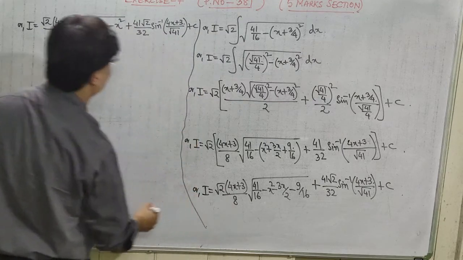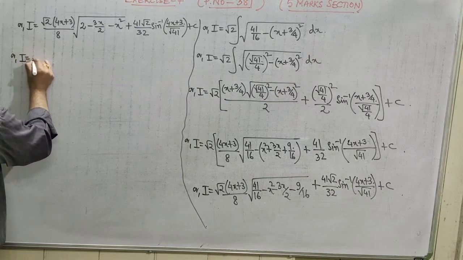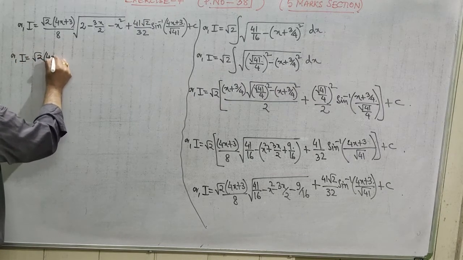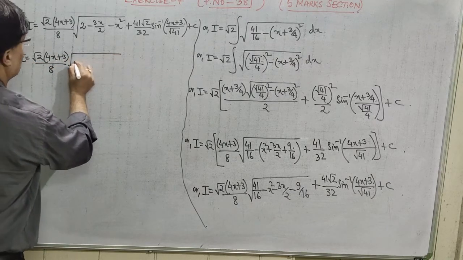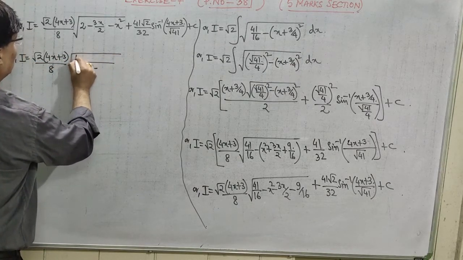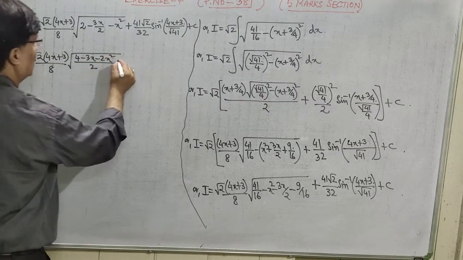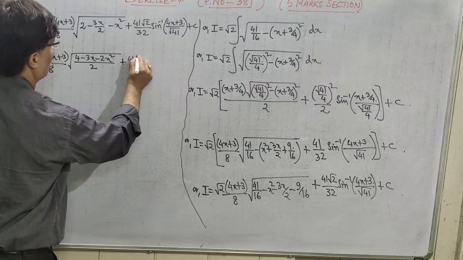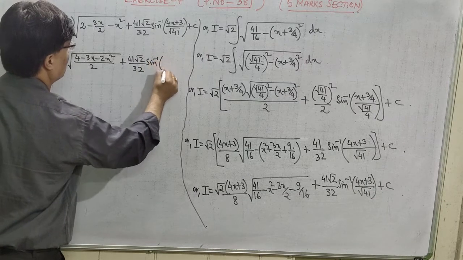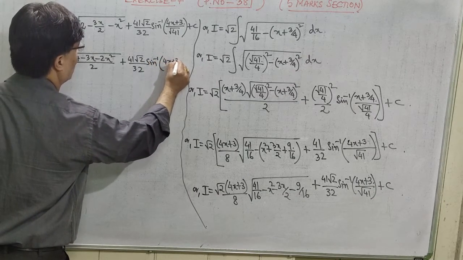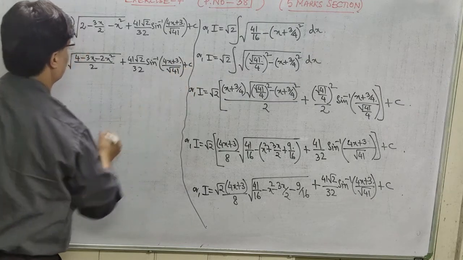So I think you have understood it. So let us simplify the first term here. I is equal to root 2 into 4x plus 3 upon 8 within square root. What's the LCM? 2 is the LCM. 4 minus 3x minus 2x² over 2, plus 41 root 2 divided by 32, sine inverse within bracket 4x plus 3 divided by root over 41, plus c.